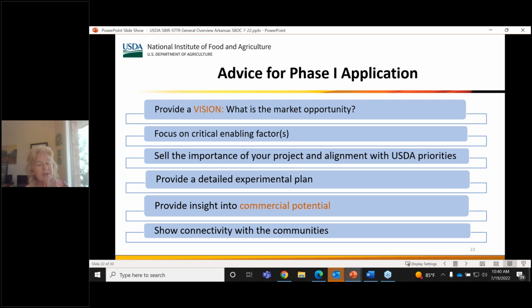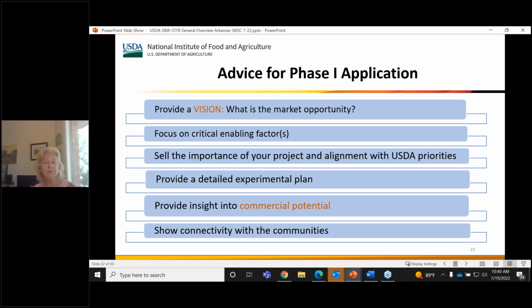You also must provide a detailed experimental plan, and it must contain proprietary information. We're very good at keeping that confidential, so that should not be any kind of worry for you. But the panel cannot properly assess your project without that detailed experimental plan.